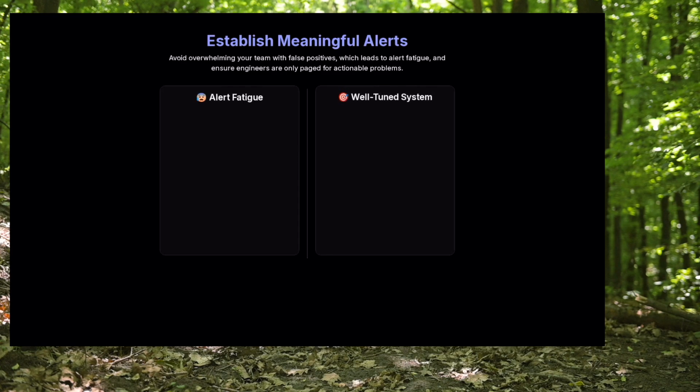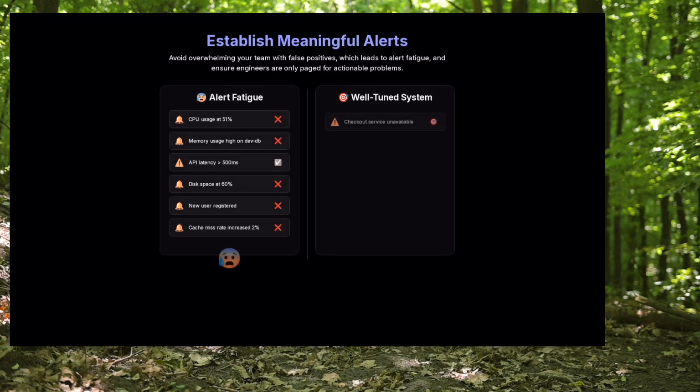Establish meaningful alerts that notify you of critical issues without overwhelming your team with false positives, which can lead to alert fatigue. A well-tuned alerting system ensures that engineers are only paged for actionable problems.